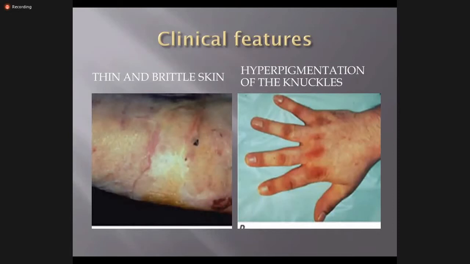As I said earlier, thin and brittle skin, hyperpigmentation of the knuckles. These are the knuckles. Hyperpigmentation of the knuckles can occur.